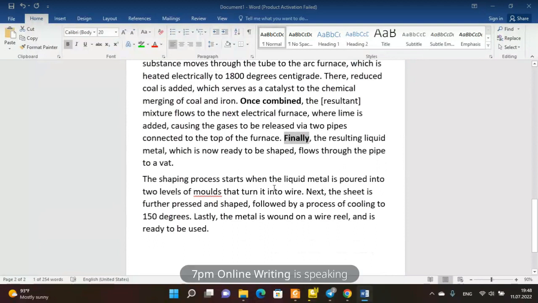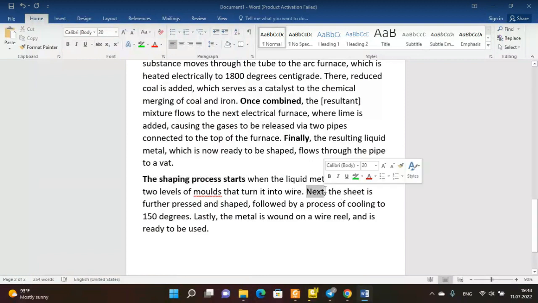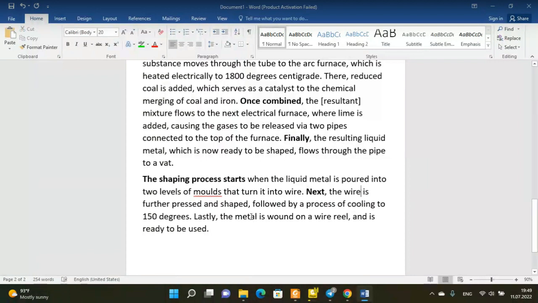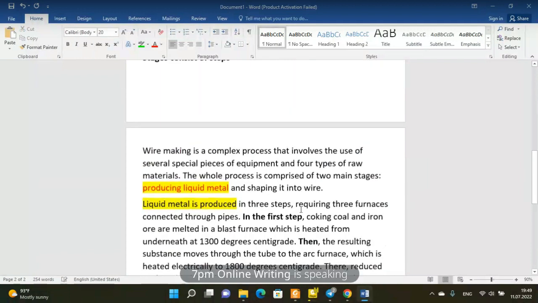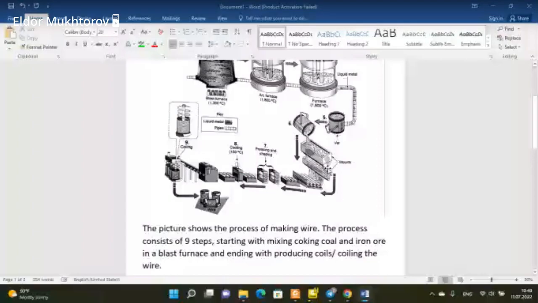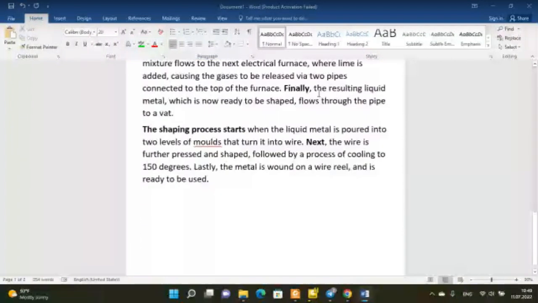Next, so I'm going to say this is again sequencing. And then next, the wire is further pressed and shaped. I'm saying further because they are already shaping it here in the molds, because the function of a mold is to give a shape. And then here again they are pressing and shaping. So that's why I'm saying further pressed and shaped, followed by a process of cooling to 150 degrees.